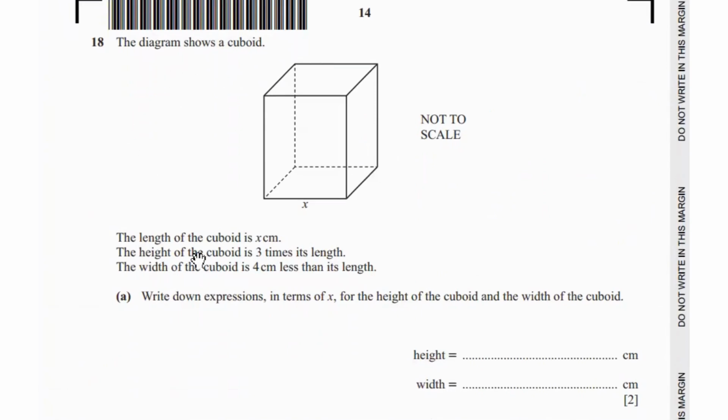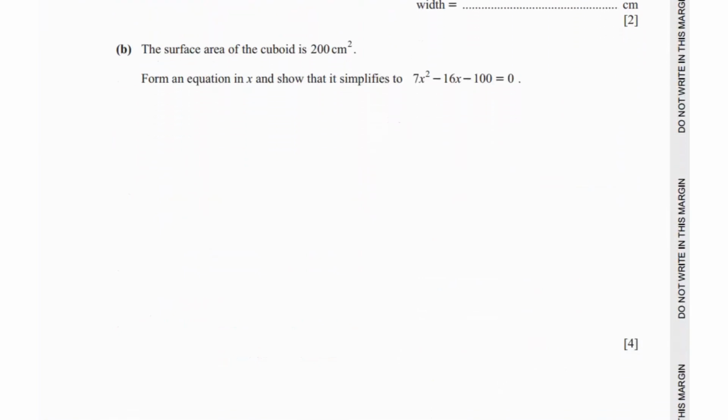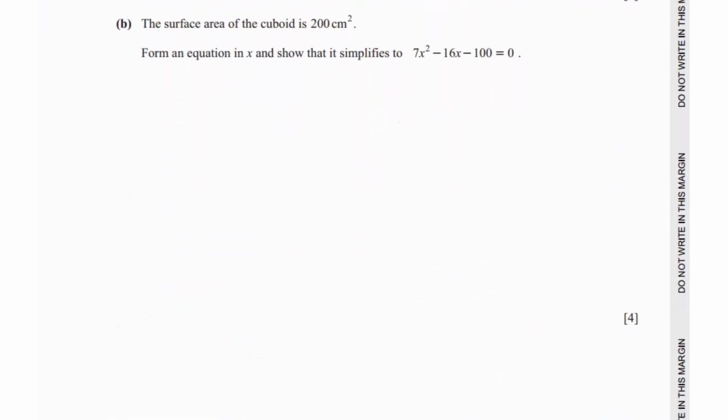When the diagram shows a cuboid, the length of the cuboid is x, the height of the cuboid is 3 times its length, so that's 3x. The width of the cuboid is 4 centimeters less than its length, so that's going to be x minus 4. Write down an expression for the height and the width of the cuboid. So 3x and x minus 4. That's your answer. The surface area of the cuboid is 200 centimeters squared. Form an equation in x so that it simplifies to 7x squared minus 16x minus 100 equals 0.